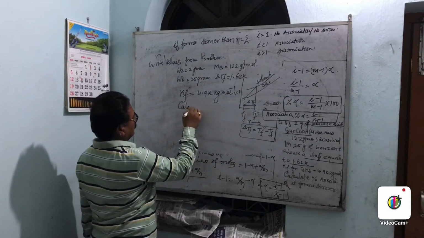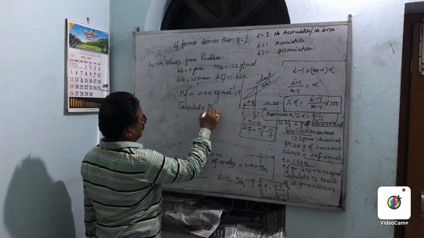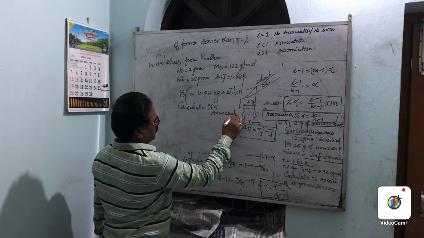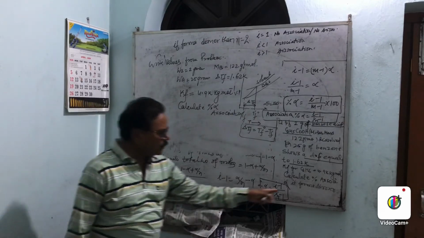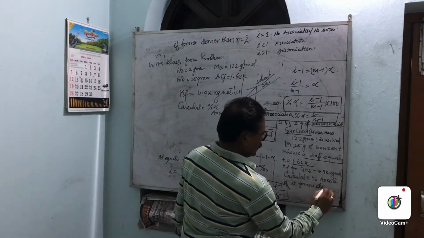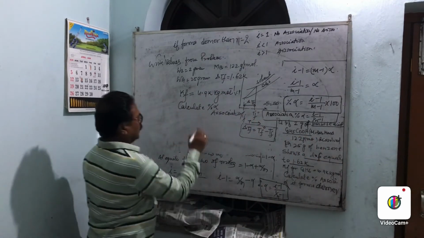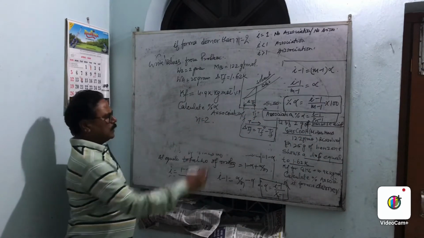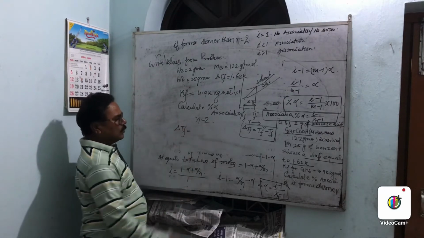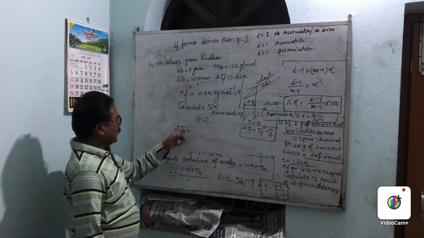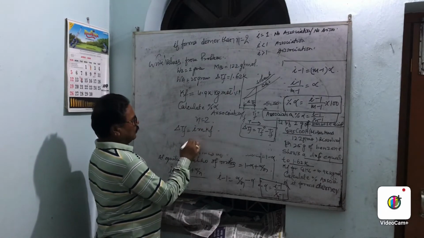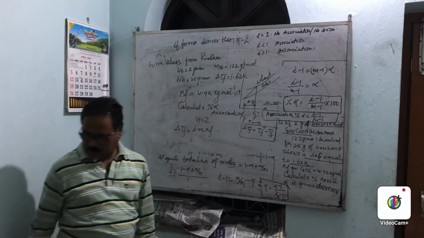Now calculate the percentage alpha, this is association. And if it forms a dimer, so n is equal to 2. So we have the explained knowledge. This is delta Tf. Now we write here the value of i into Kf into m. Now put the value of i.